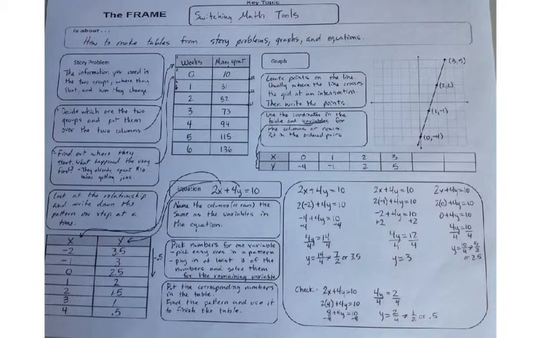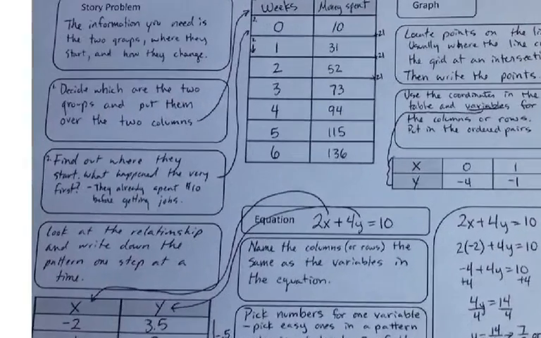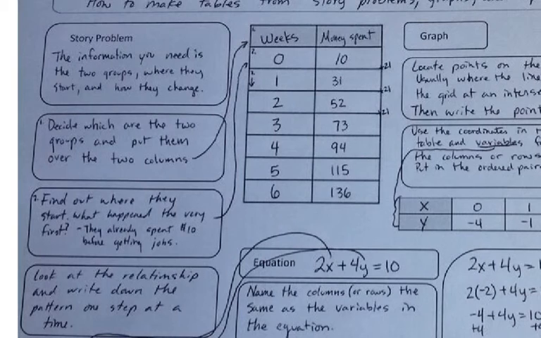Now the second page is more getting to the nuts and the bolts of how we switch between some of them. Okay, so switching math tools, part 1. This is how to make tables from story problems, graphs, and equations. So let's focus first on the story problem to a table. So that's this area right here. Okay, and we're using that story problem for this one that we had on the other side.